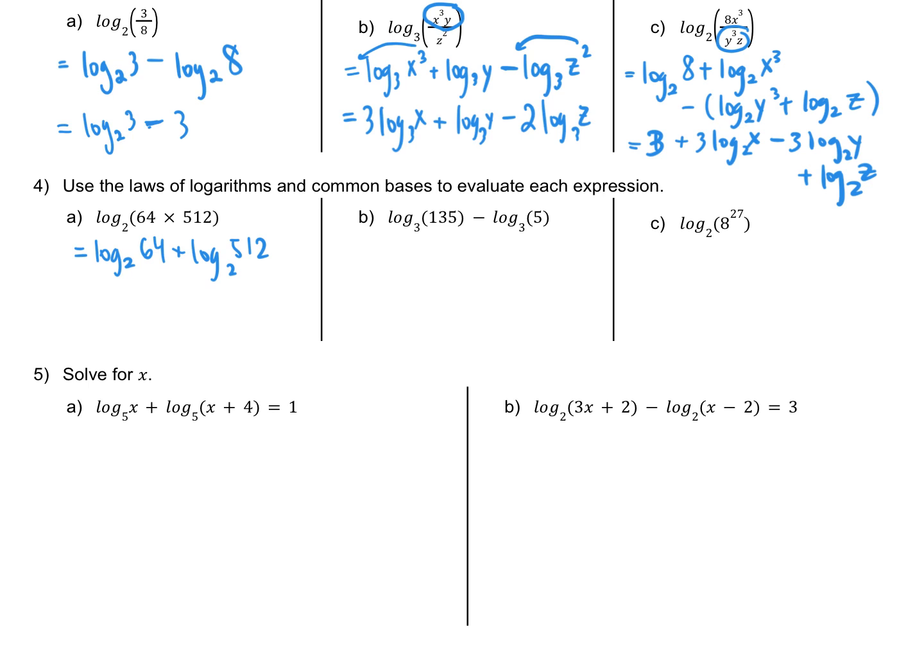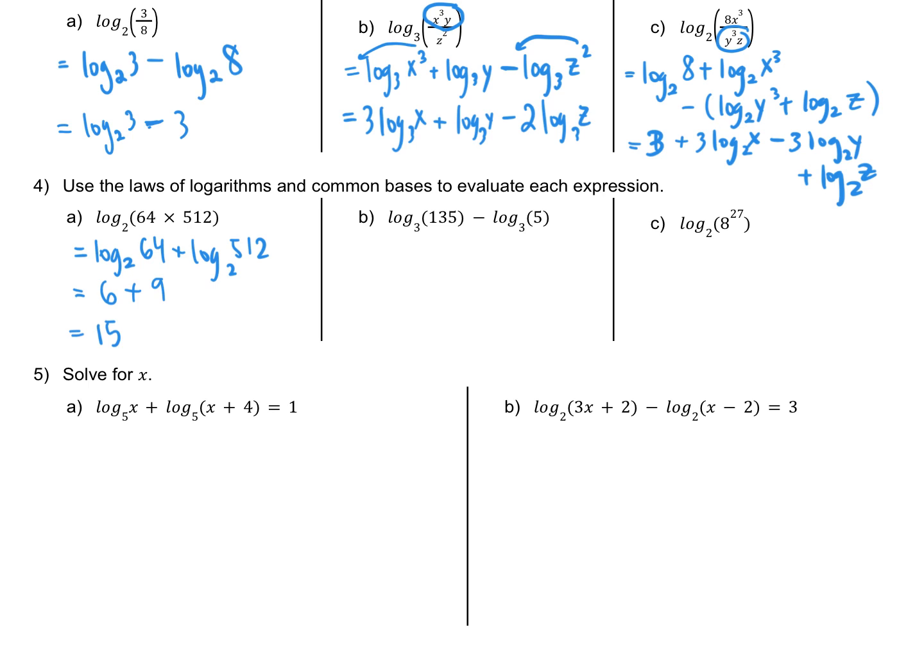So I know 2 to the power of 6 is 64. So log 64 base 2 is 6. And I know 2 to the power of 9 is 512. So plus 9. And that is equal to 15.